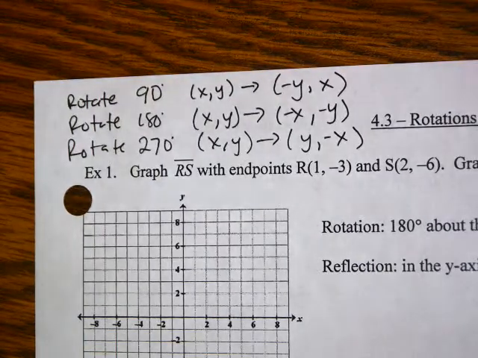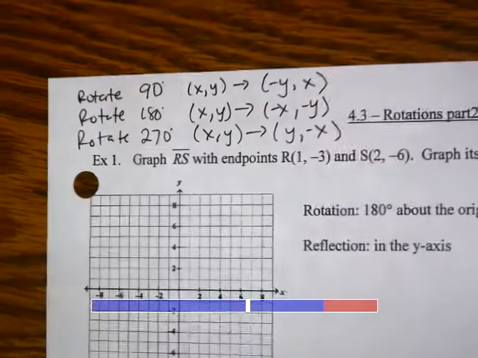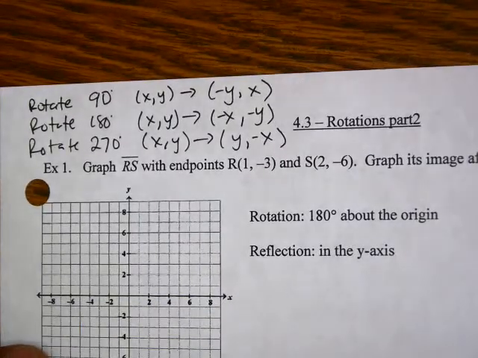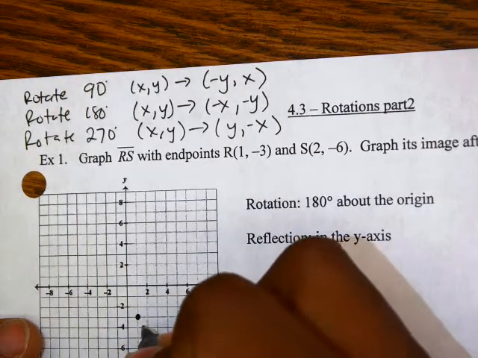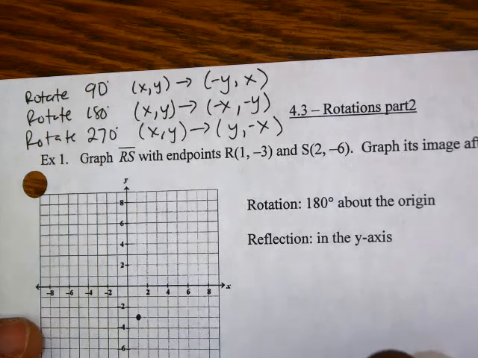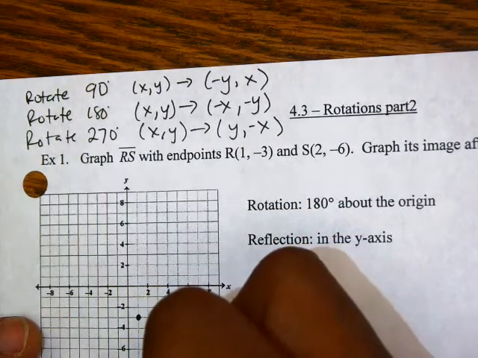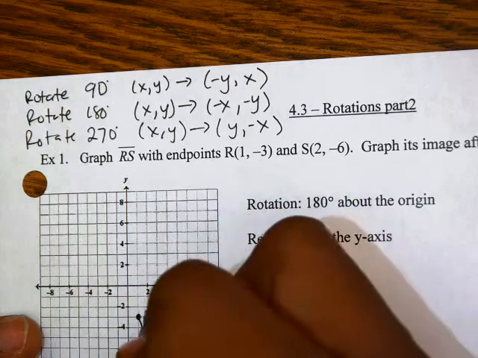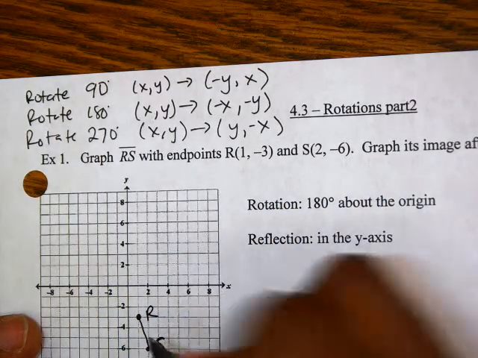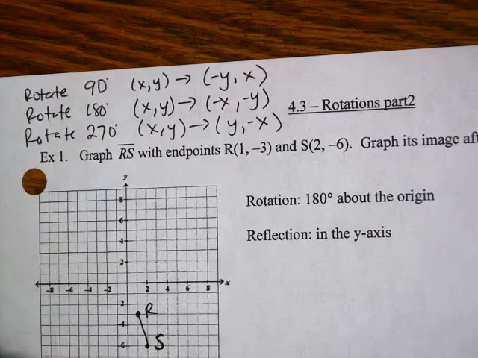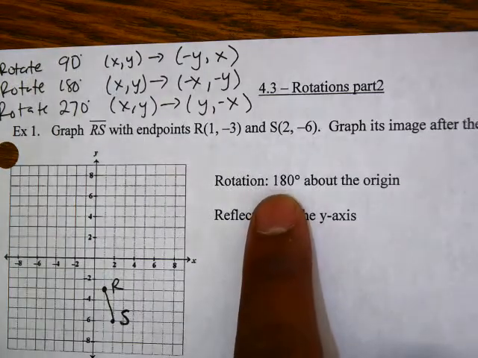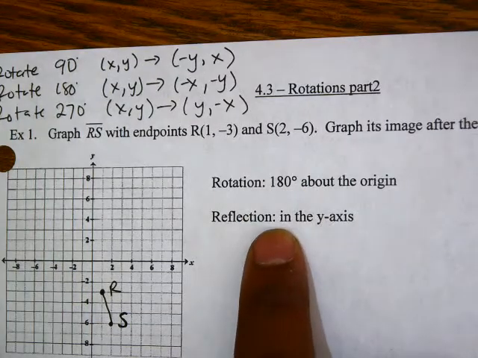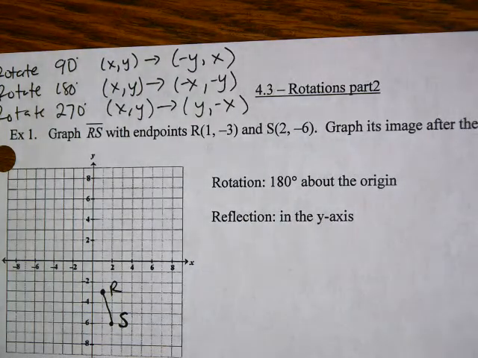In example 1, we're supposed to graph RS. The endpoints are 1, negative 3, and 2, negative 6. Let's go ahead and graph that right now. So 1, negative 3 is over here, and 2, negative 6 is over here. This is R, and this is S. We are applying this composition to it. We're supposed to rotate it first 180 degrees around the origin, and then reflect it in the y-axis.